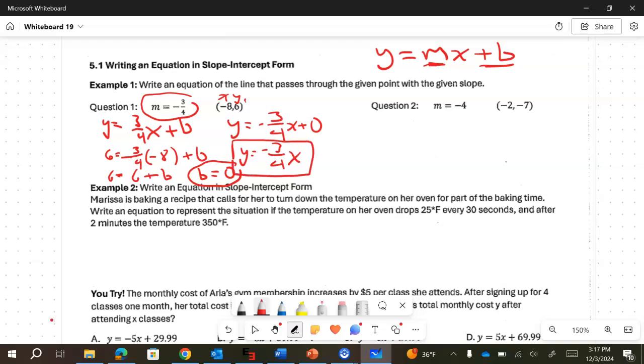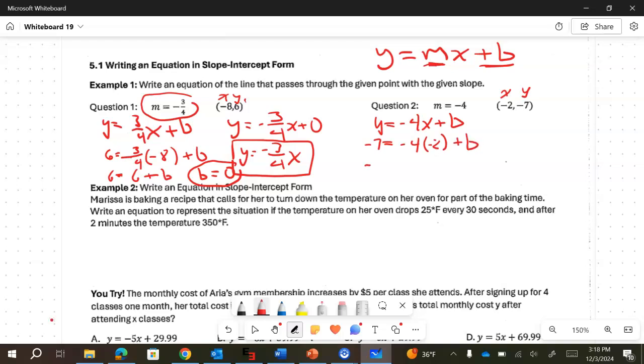So let's try that with the second one. So again, I'm going to start out with y = mx + b, and I know what m is. I'm going to replace the m with -4. So y = -4x + b. And in order to find b, I need to use my ordered pair, x and y. So I'm going to replace the y with -7, replace the x with -2.